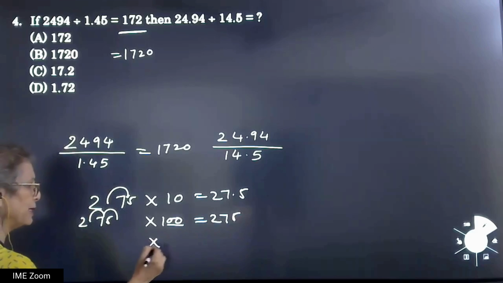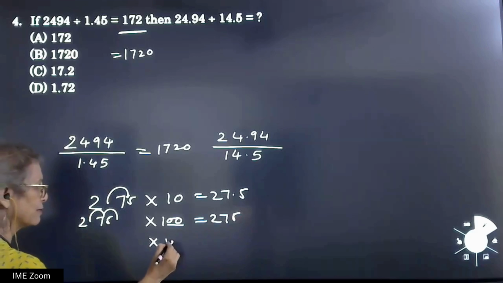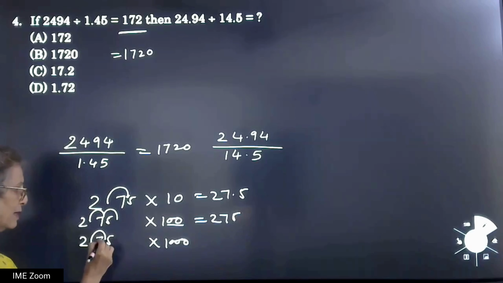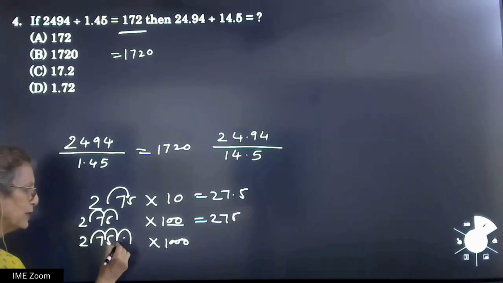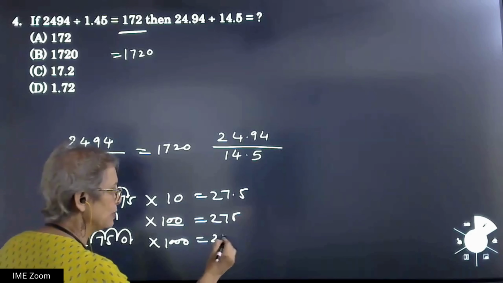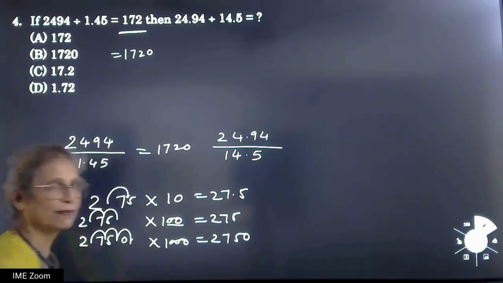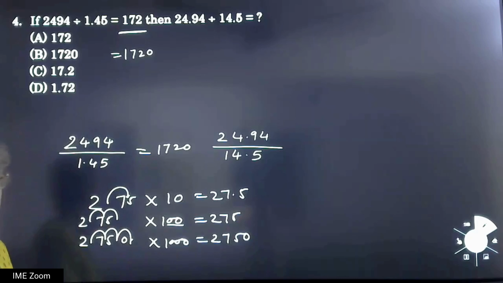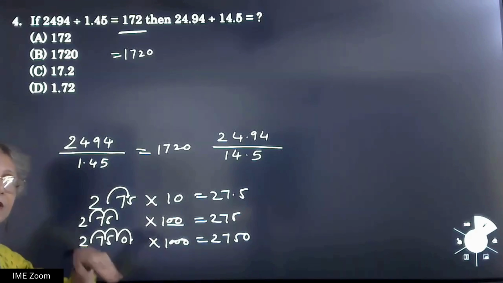Right? If you multiply 2.75 by 1000, so 1, 2, 3. Put 0 over here. Now your decimal point will be here. And the answer will be 2750. It is like this. It is so simple. Just move the decimal point. While doing multiplication, shift the decimal point to the right depending upon the number of zeros. And in case of division, shift the decimal point toward the left.